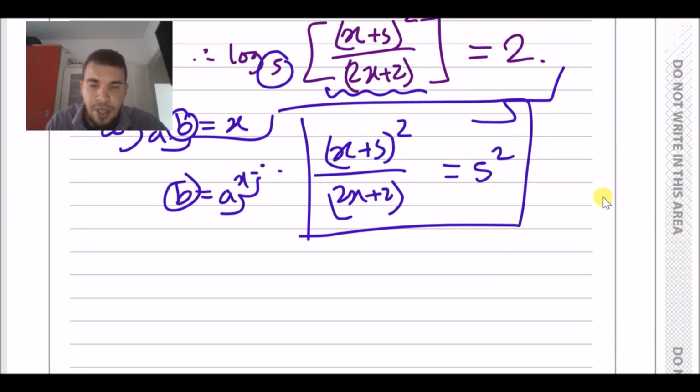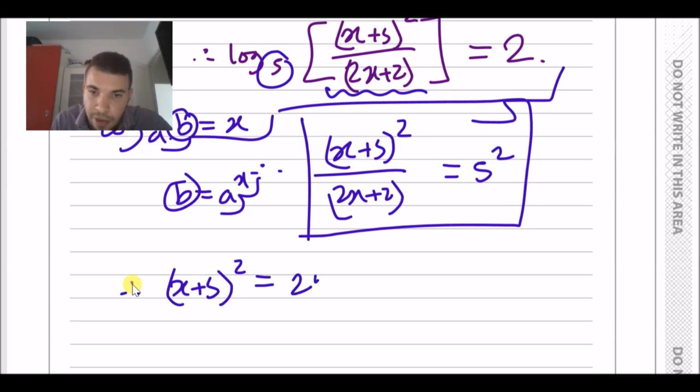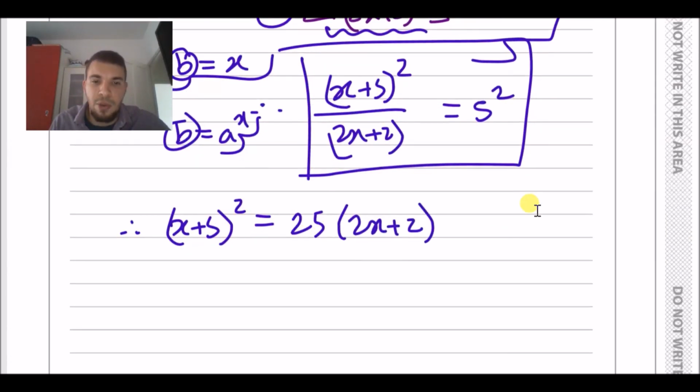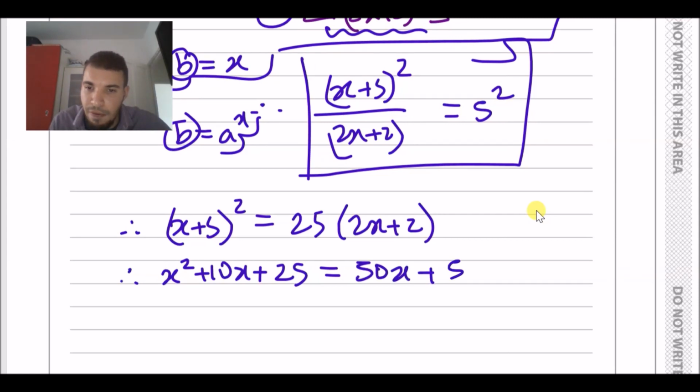So what can we do here? Well, I guess we can times 2x plus 2 across. And oh yeah, 5 squared is 25. So we can say we've got x plus 5 squared equals 25 times 2x plus 2. Let's go ahead and expand both sides of the brackets, yeah? So x plus 5 squared, that's just literally x plus 5 times x plus 5. I'm going to assume you guys are comfortable with it. When you multiply out, you're going to get x squared plus 10x plus 25 equals. And on the right side, 25 times everything inside gives us 50x plus 50.